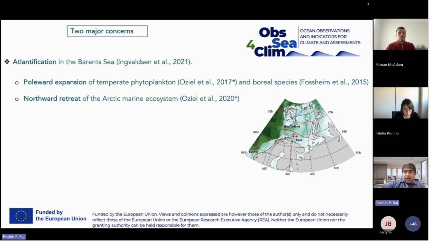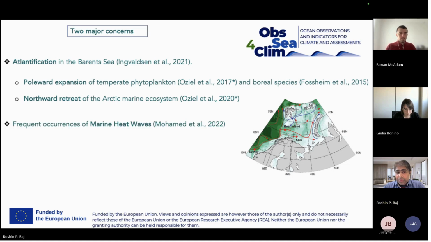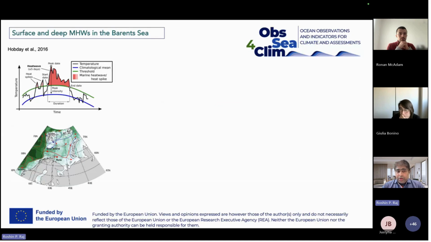Atlantification is a gradually happening process. Then we have marine heat waves, with frequent occurrences in this region. So these are the two main concerns that we are facing in this region. I will focus on the marine heat waves in this talk. So let's start with the surface and the deep marine heat waves in the Barents Sea. Julia has shown this figure on the top left. The blue line is the climatology that we usually use, with a reference time period of 30 years. And the green line is the percentile.